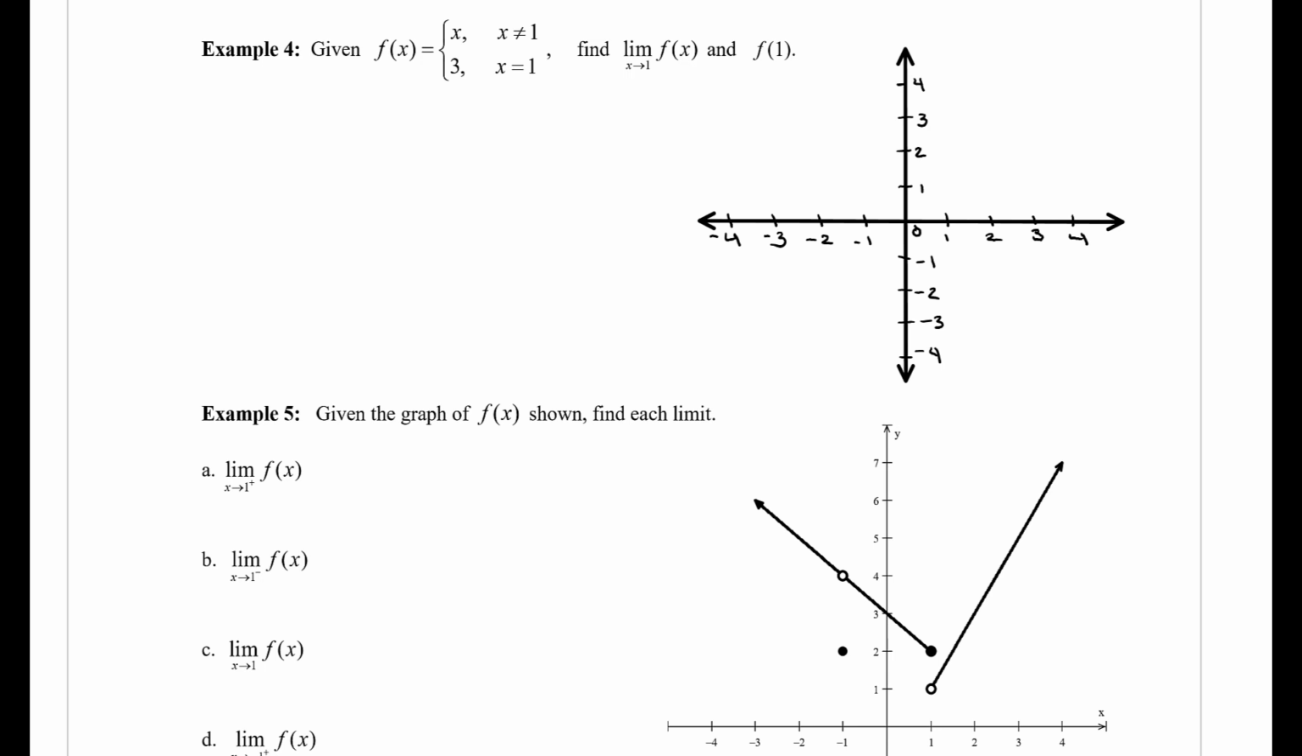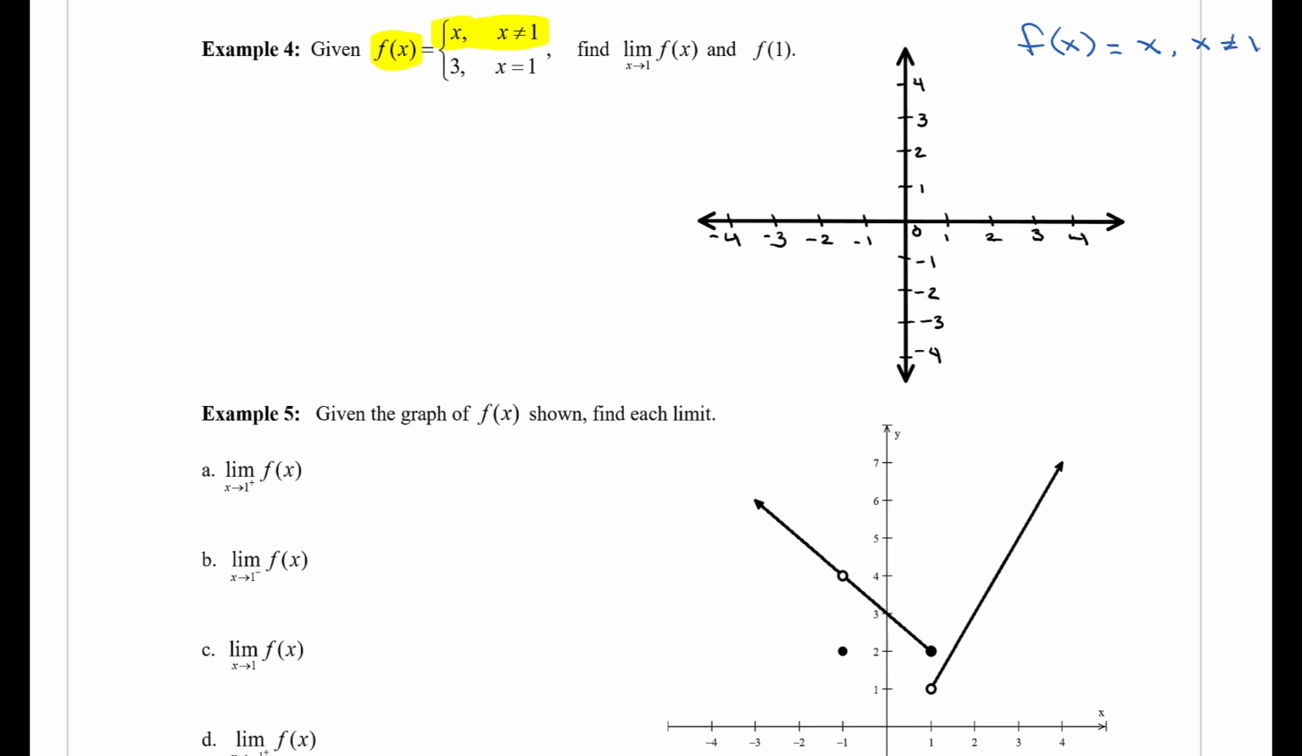Now that I have drawn my coordinate plane and labeled my two axes, I am going to focus on the first piece of this piecewise defined function, which is f of x equals x when x is not equal to 1. I'm going to highlight that piece in yellow. I'm also going to rewrite that equation right above my graph. I'm going to write f of x equals x, comma, when x is not equal to 1.